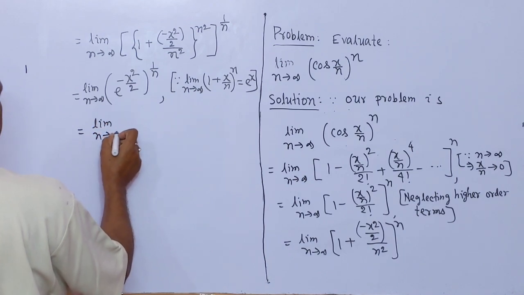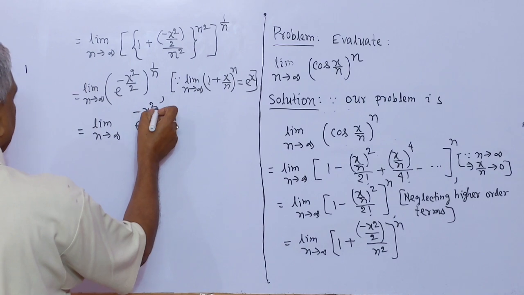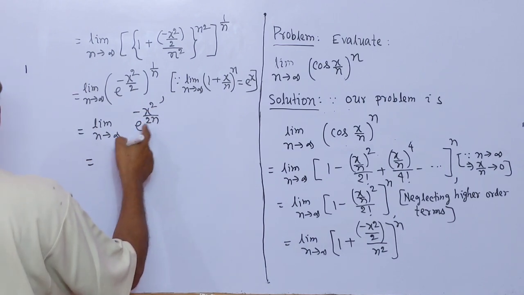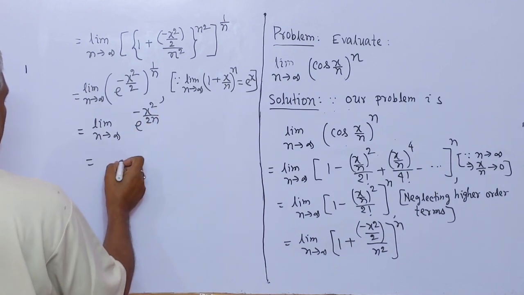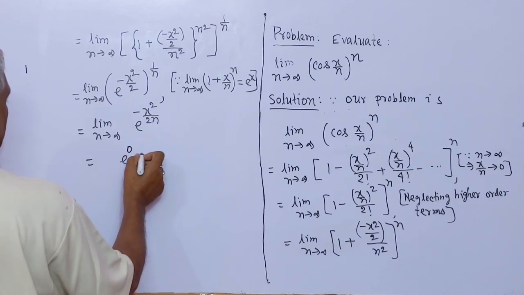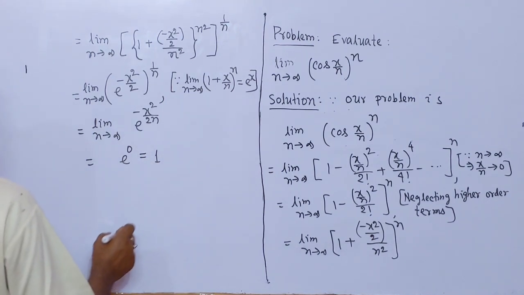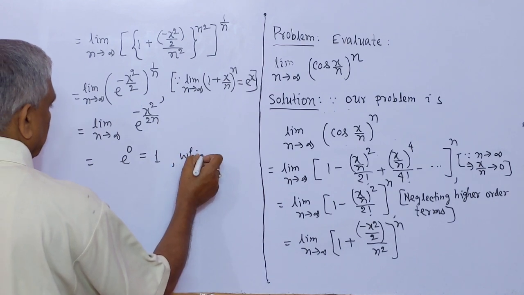This will be equal to limit n tends to infinity e to the power minus x square by 2n. When n tends to infinity, this will be 0. This is equal to e to the power 0, and that is 1. So our problem is solved, which is the required answer.